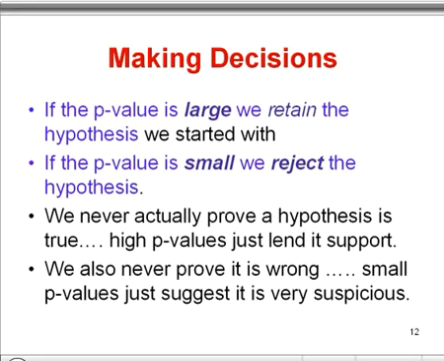Suppose we find a p-value of 0.01. What this means is there's only a 1% chance that a result was due to random fluctuation. It is likely something else is at work. It is important to note that we never actually prove a null hypothesis is wrong. Small p-values simply indicate that it is very unlikely that it is correct. Conversely, we never prove that a null hypothesis is correct. Large p-values simply tell us that it could be correct.